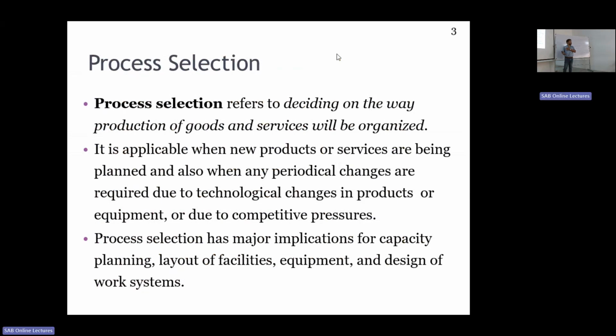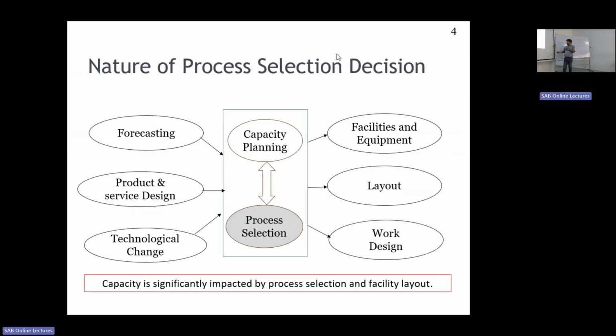It's a strategically important decision. What you see here in slide number 4 is an illustration. So this decision is what we are going to discuss. That should be decided by carefully considering various relevant factors, especially the capacity, and then of course other factors like forecasting, product design, technology and technological changes and everything. So considering them, this decision should be decided.